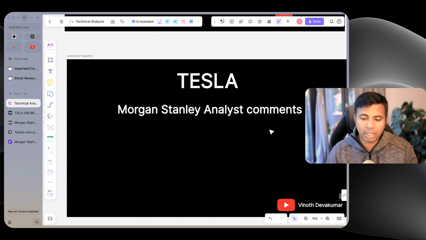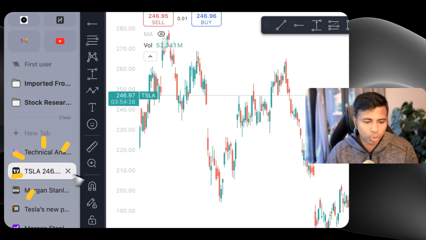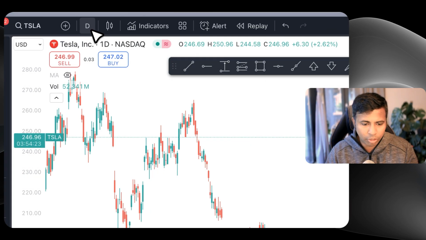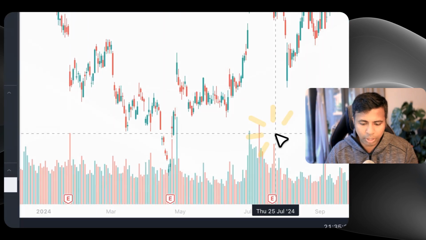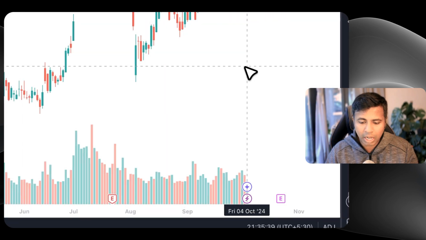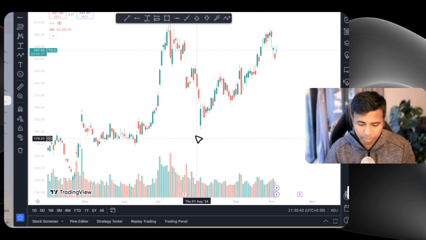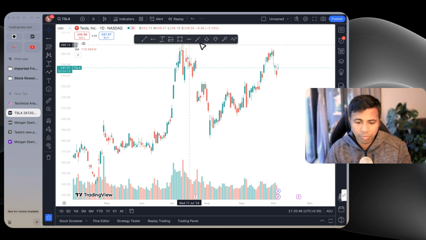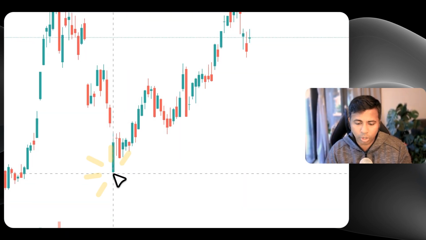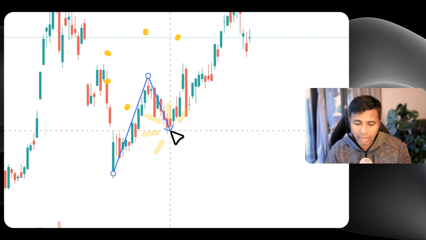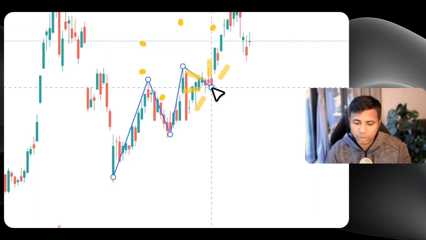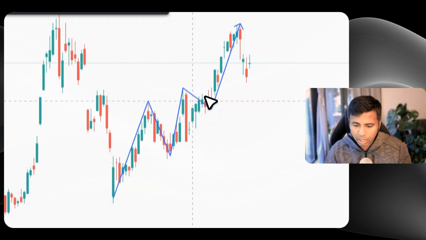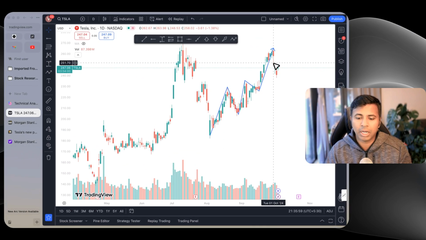Now let's get started with the technical analysis. Let's first look at Tesla stock on a daily time frame. As you can see here, it's on a daily time frame. In the last 2 months, from the beginning of August till now, the stock has been in an uptrend. We say it's an uptrend because the stock has been making higher highs and higher lows. That is the definition of an uptrend. So in the last couple of months, the stock is clearly in an uptrend.